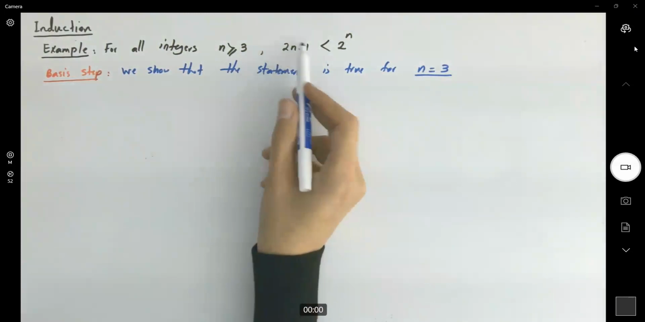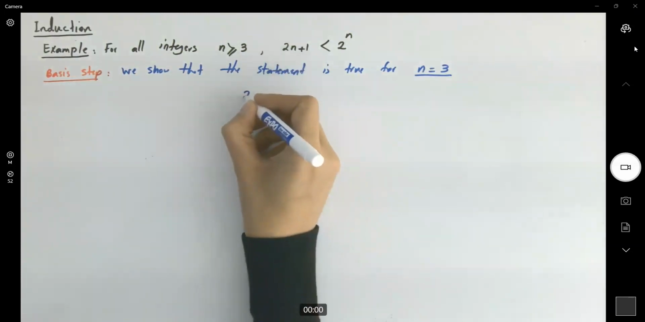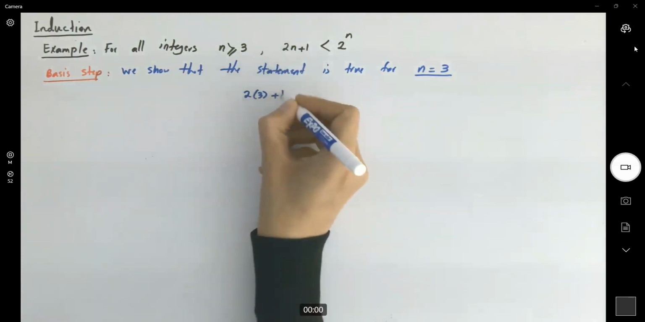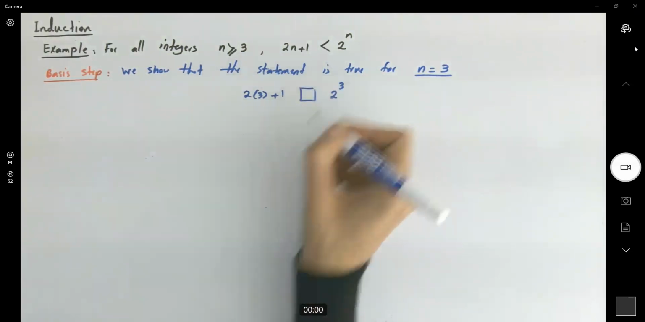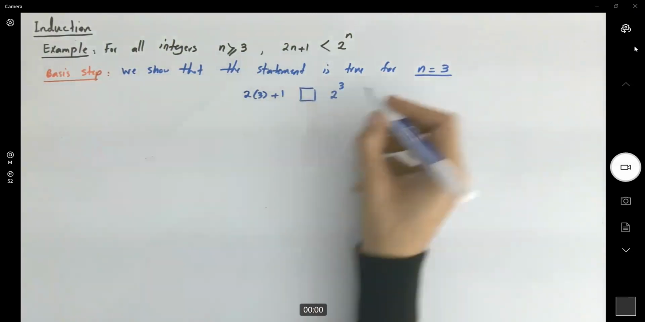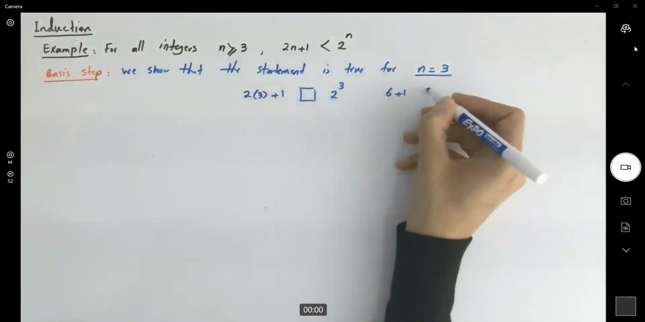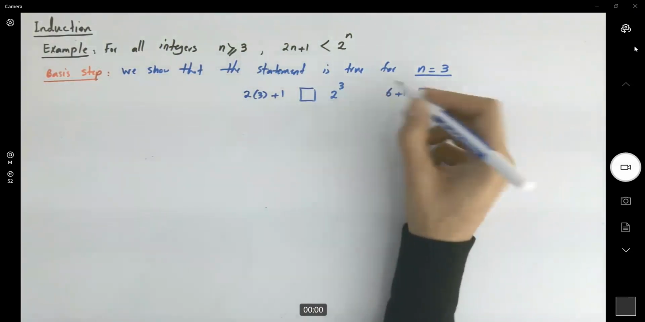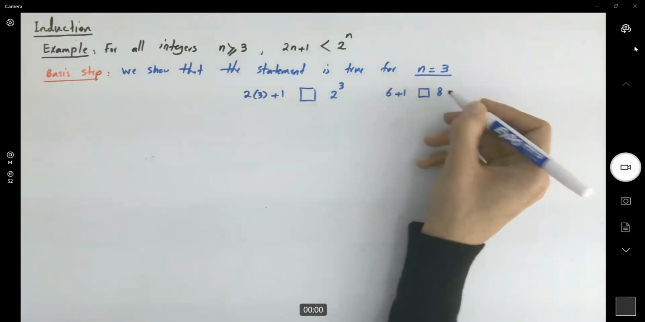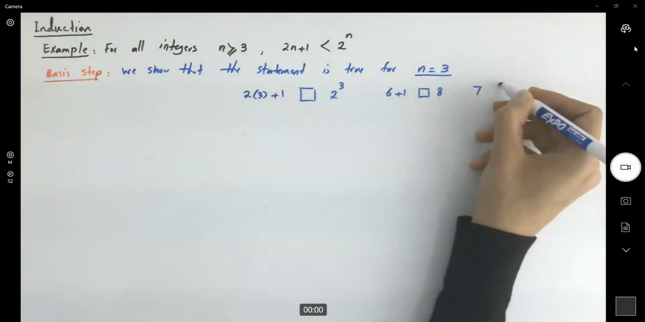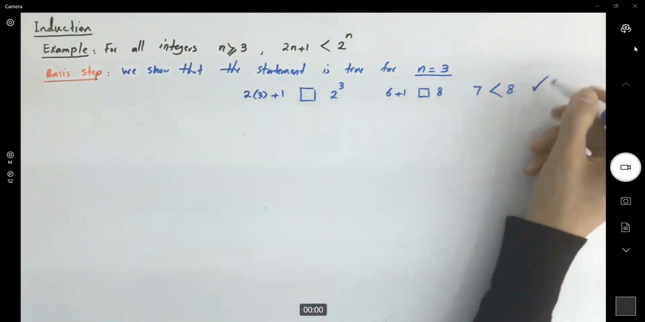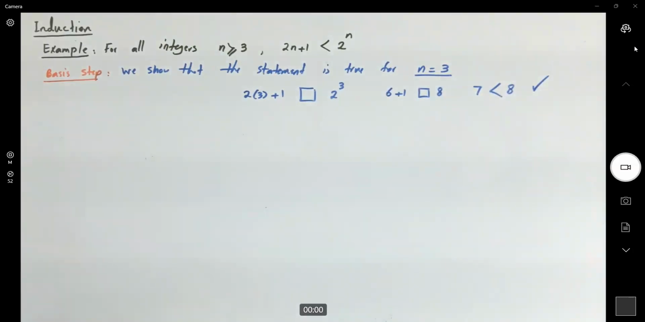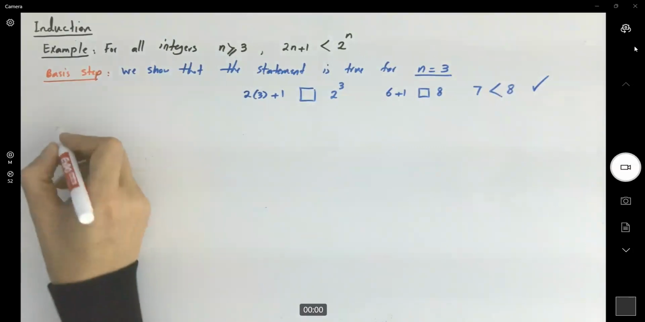Okay, so it says, hey, 2 times 3 plus 1 must be less than 2 to the power 3. Okay, 6 plus 1 must be less than 2 to the power 3, which is 8. It says 7 must be less than 8, which is true all the time. Now let us go to the inductive step.